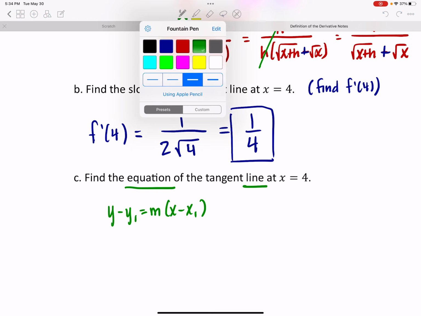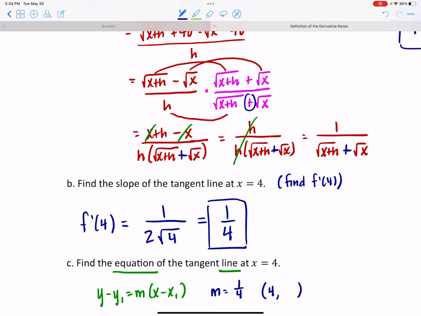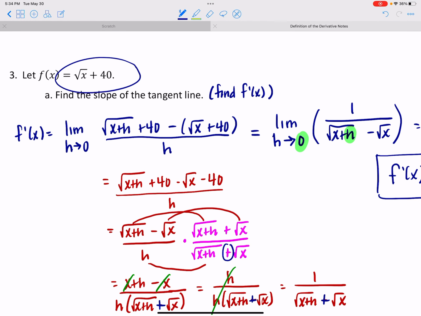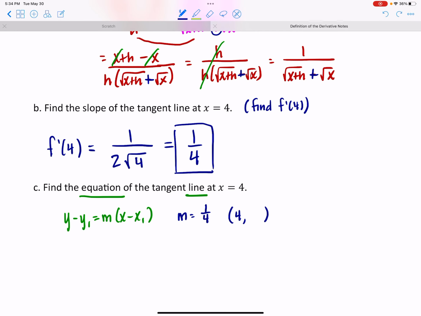So I know my slope. Found that in the previous problem. I know my slope at the point I'm looking at is 1/4. And I know the point I'm looking at has an x value of 4. I just don't know the y value at that point, but I can find it because it's a point on this curve. So if I know the x value, I plug the x value in and find the corresponding y value. So I want to find f of 4, not f prime of 4, but f of 4, the actual function. It's a point on this graph that we're trying to find the equation of the line that's tangent to. So I'm going to plug 4 into my original function.